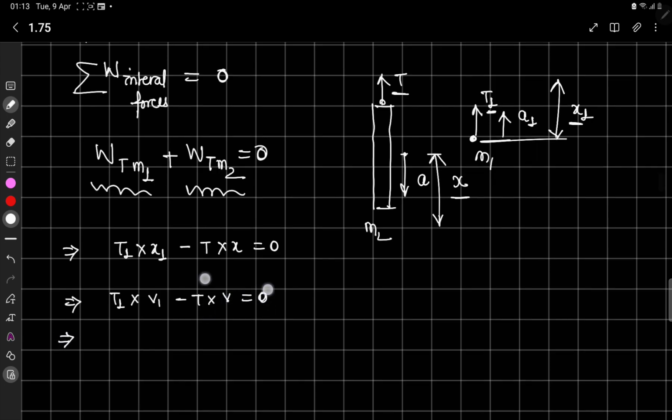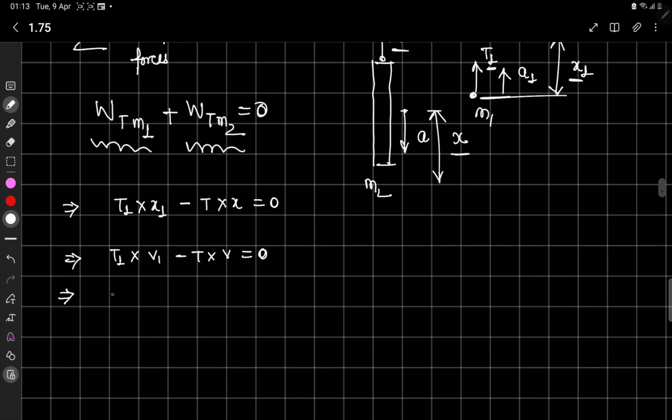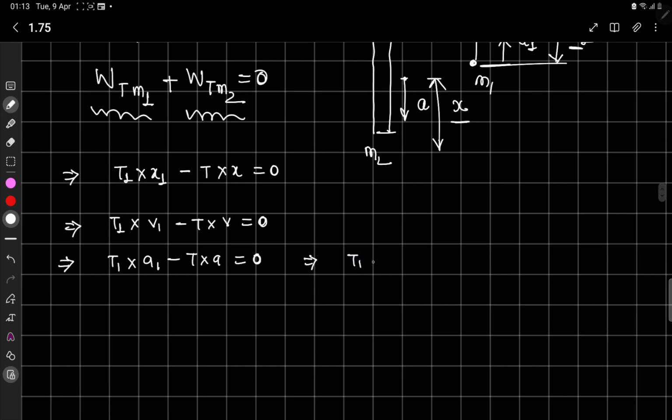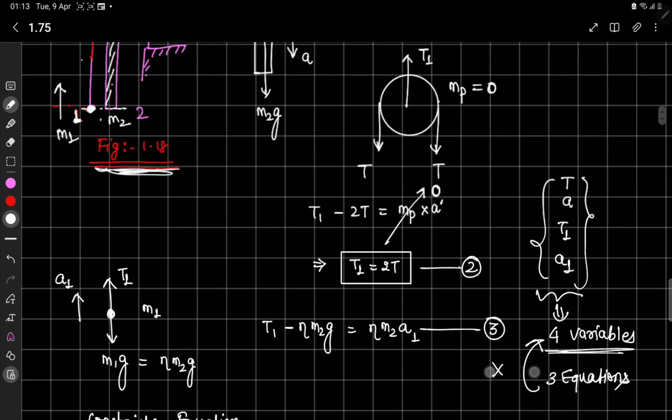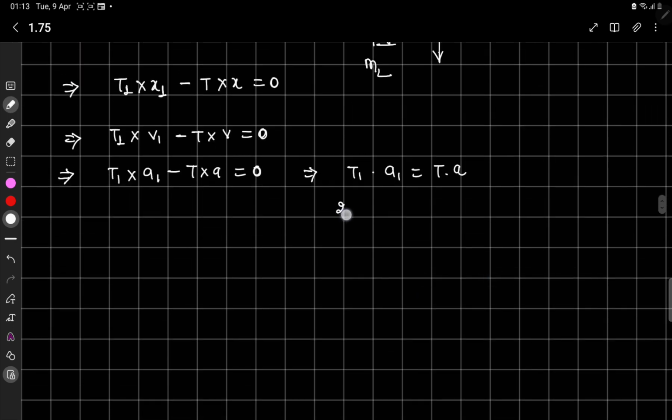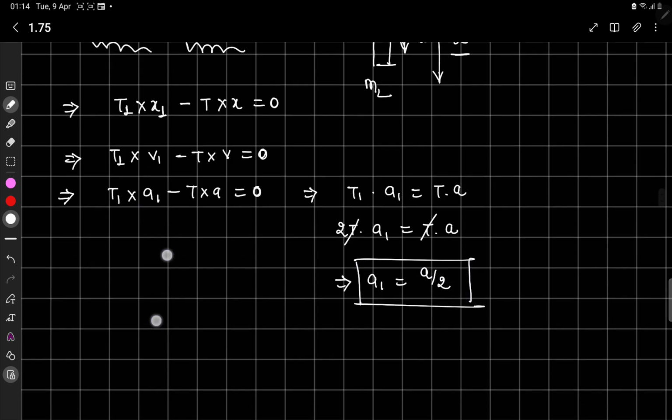And if we differentiate it again, the velocity will become acceleration. So that is T1 into A1 minus T into A is equal to 0. So basically we have from here T1 into A1 is equal to T times A. And from the second equation we know T1 is equal to 2T. So we can write 2T into A1 is equal to T times A. So T will get cancelled, and from here we get A1 is equal to A by 2. So this is the acceleration relation we got.